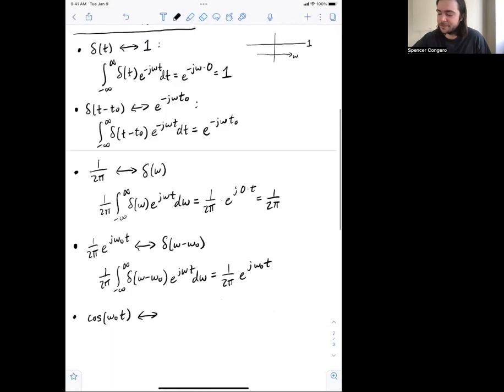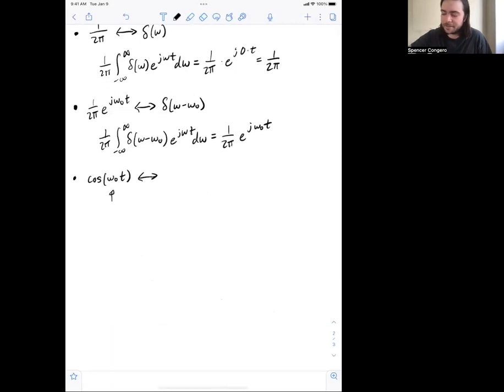Well, if my cosine function has frequency omega naught, I'm going to have e to the j omega naught t, and also e to the negative j omega naught t. We're going to have the frequencies of omega naught and negative omega naught. And it turns out those are exactly the two delta functions, the two frequencies we have in our Fourier transform.